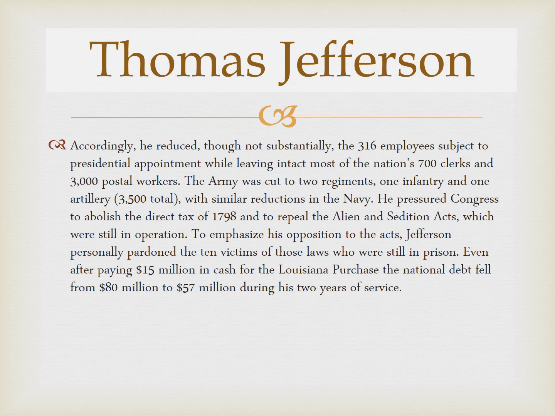Okay, in order to obtain this type of government and to live within the constraints that Jefferson says he wants, he, one, reduces, though not substantially, the 316 employees subject to presidential appointment, which means there are fewer bureaucrats, while leaving intact most of the nation's 700 clerks and 3,000 postal workers. The Army was cut to 2 regiments, 1 infantry and 1 artillery, less than 4,000 people total. He also made similar reductions in the Navy, but as already mentioned, once we go to war with the Barbary pirates, that's going to have to change.